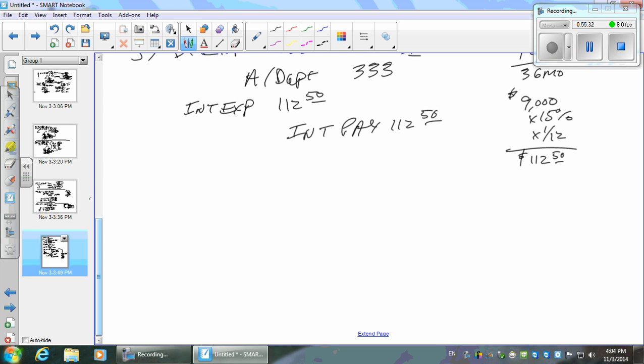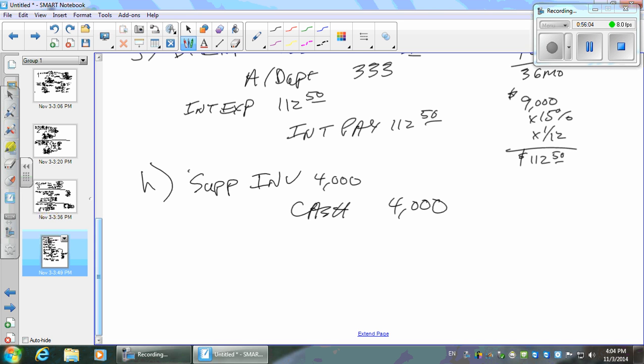Okay, let's see on H. Purchased and paid for supplies of 4,000, put in the storeroom. So what do you want to do with that? Debit supplies inventory, probably. That was G, this is H. Debit supplies inventory, because there's supplies expense and supplies inventory. They're different, obviously. $4,000. And credit what? Paid for them. Cash. What if I didn't pay for them? Accounts payable.